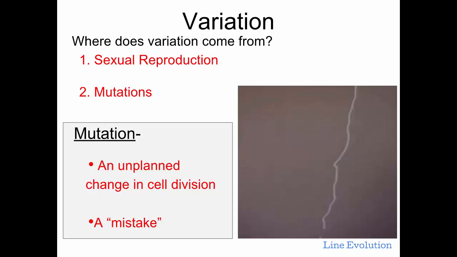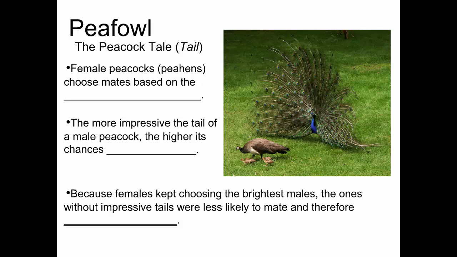So mostly the rest of our notes are all about some examples of evolution and natural selection. And so there's some neat ones to talk about, because all species on Earth have evolved and have adapted to certain conditions. One interesting example are peafowl. What's a peafowl?